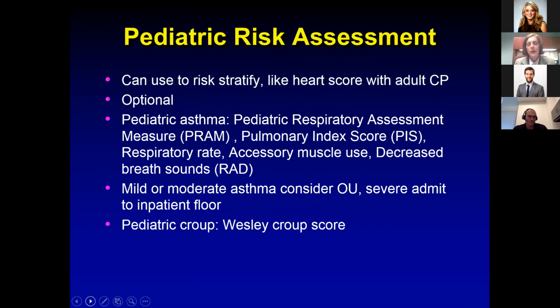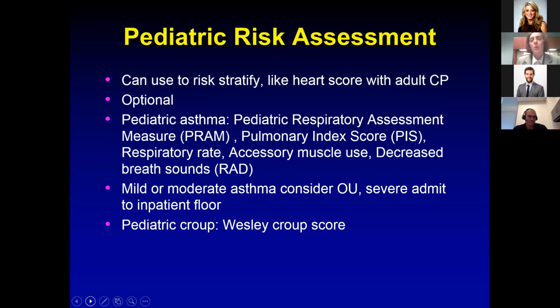Now, you can do pediatric risk assessment just like you do HEART scores with adult chest pain. That's optional. We have not used it at our place, but some people do. For pediatric asthma, there's all sorts of scores out there.